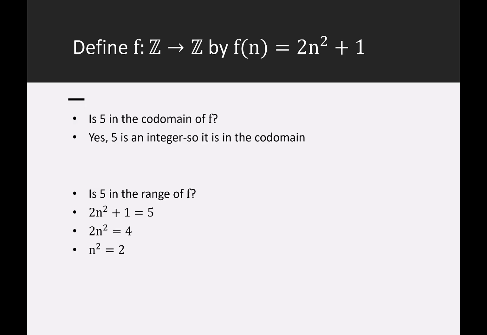I'll divide by 2 to get n squared equals 2. Then I'll take the square root. And I don't even have to worry about the plus or minus when I take the square root. As long as I get this number, the square root of 2, which is not an integer, I want to stop and say, no, 5 is not in the range of f because I got a value of x that is not in the domain of my function.